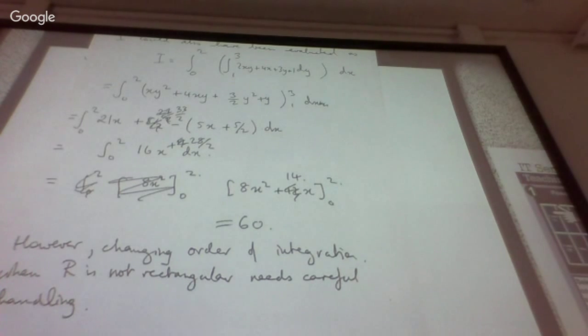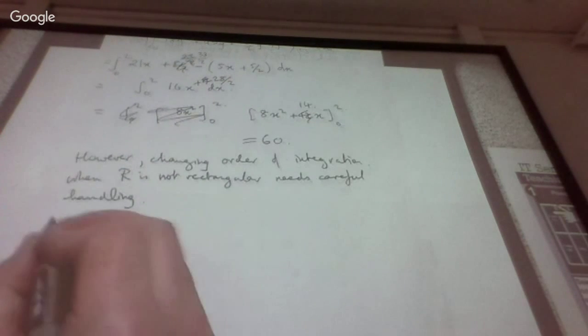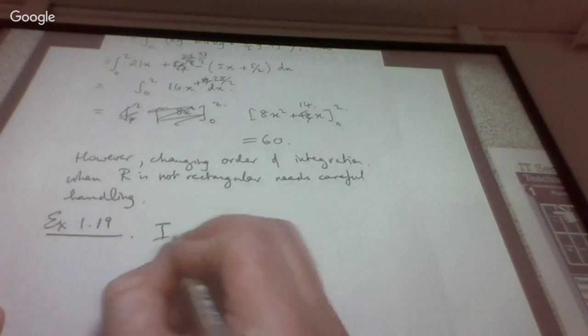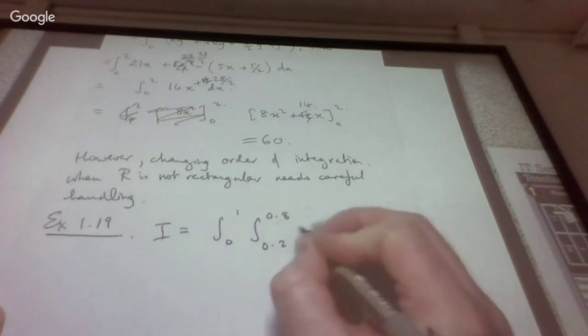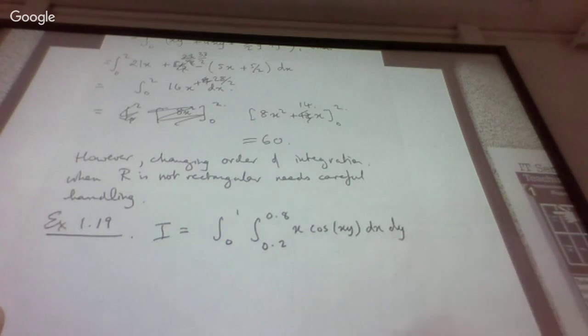Now sometimes changing the order of integration can make quite a difference in how easy it is to carry out the integral. So this is the next example, example 1.19. We have a look at that now. Here we're tasked with performing this integral, 0 to 1, 0.2 to 0.8, say x times the cosine of xy, dx dy.